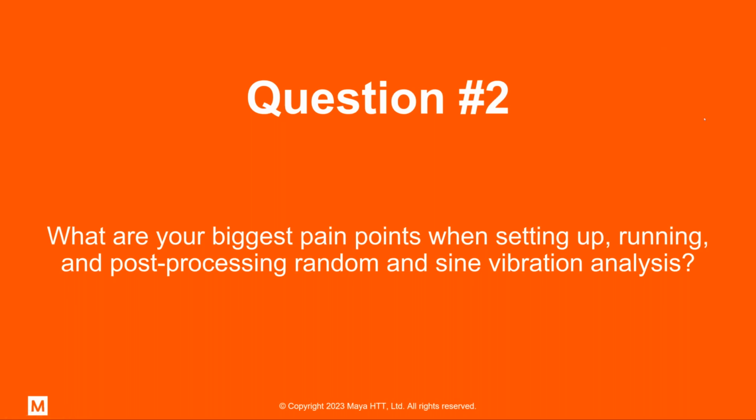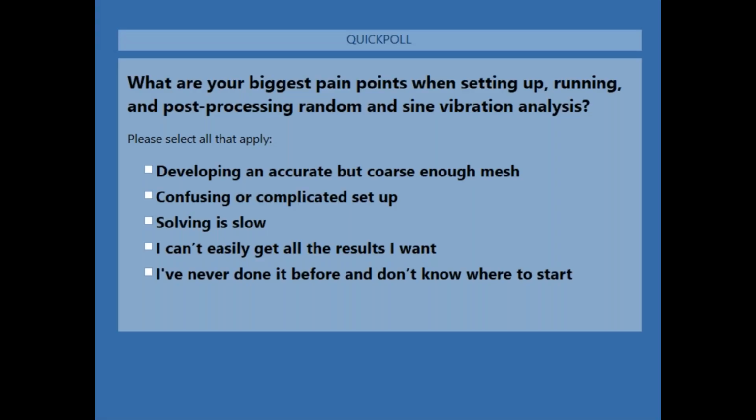But it's time for another question now. Let me ask you, what are your biggest pain points when setting up, running, and post-processing random and sine vibe analysis? I'll launch that poll again and go ahead and have you vote in there. I have my own personal opinions on this, but I always like to see what other people think on where they see the pain. What's the biggest problem? What if I could offer you a solution to something, what would be most beneficial to you?